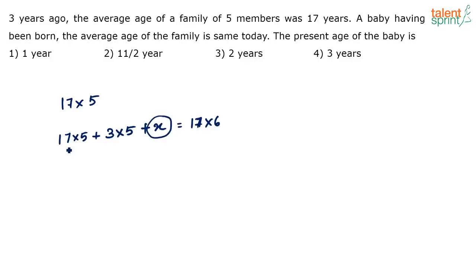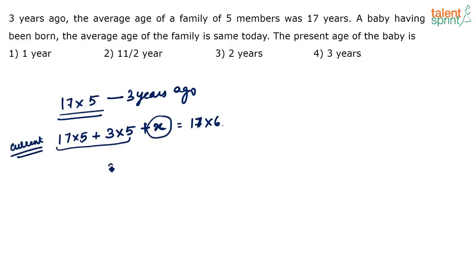See, earlier 3 years ago, the sum of the ages of the 5 family members was 17 into 5, okay, 3 years ago. So, at present what is happening? At present, what is the sum of ages of all these 5 people? See, it was 17 into 5 3 years ago. So, everybody's age will increase by 3. So, totally there are 5 people. So, the current ages of these 5 people now is 17 into 5 plus 3 into 5. Now, there is one more addition of a child who is x years old. What is the current sum of ages of all the people put together? It is nothing but 17 into, that is the average into the number of people, that is 17 into 6.